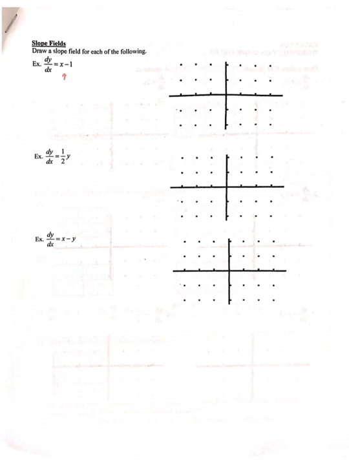This equation only depends on x. So for instance, when x is 3, the slopes would be 2. Slopes of 2 look approximately like this, right? When x is 2, these slopes would be 1. When x is 1, these slopes would be 0. When x is 0, these slopes would be -1.